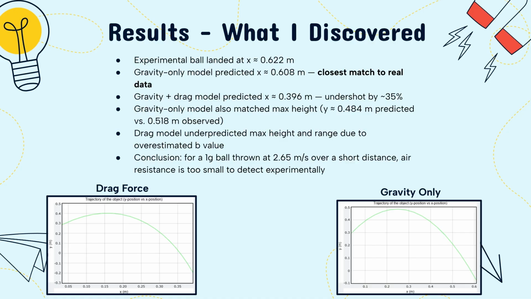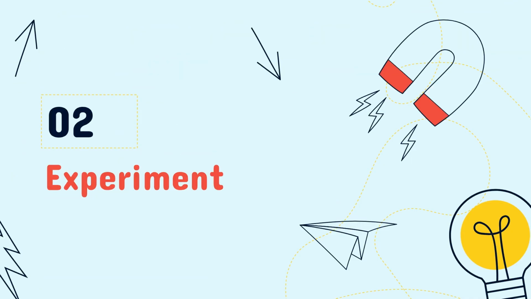Here's what I found. My experimental ball landed at about 0.622 meters, while the gravity-only model predicted about 0.608 meters, which is almost exact. The drag model predicted only about 0.396 meters, which is undershooting by about 35%. The gravity-only model also matched the max height closely, and so this tells me that for a 1 gram ball thrown at about 2.65 meters per second over such a short distance, air resistance was actually too small to detect.